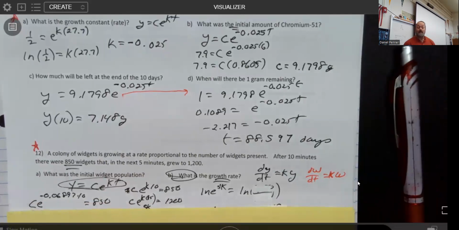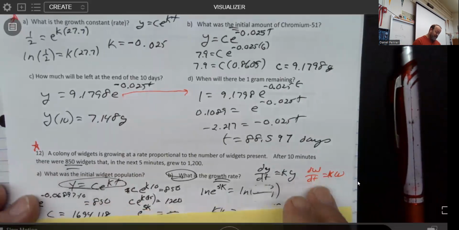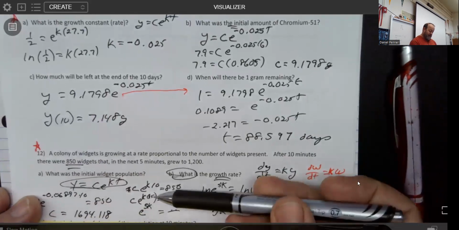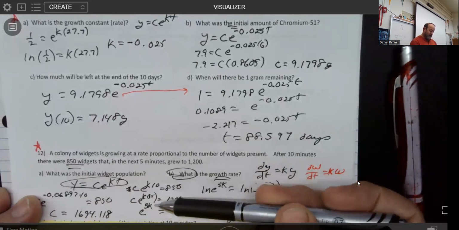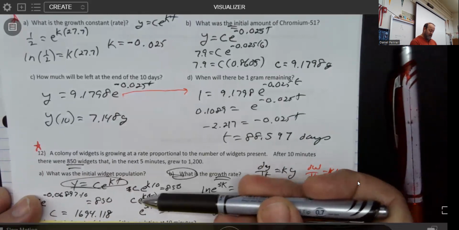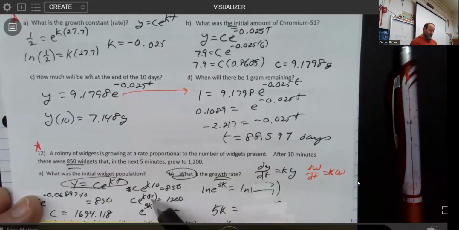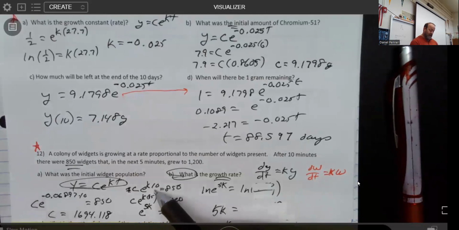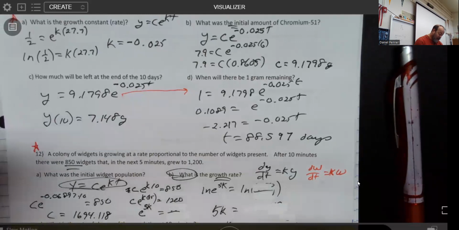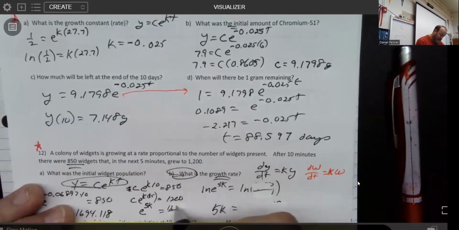Here's where I made a mistake. I just used the number 5. I saw the 5 minutes, I used 5. Then it says the next 5 minutes, which is actually 15 total. Silly mistake. So if I divide these two by each other, this guy divided by this guy, the C's would cancel because when you divide, that's what would happen. e^(15k) divided by e^(10k) would be e^(5k) since you subtract those exponents. And that's going to be 1200 over 850, whatever that is.